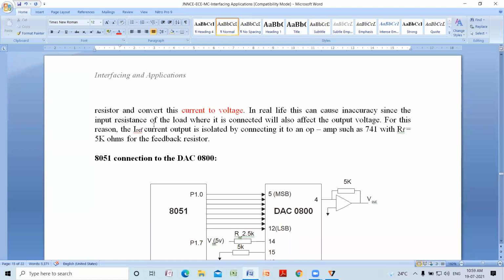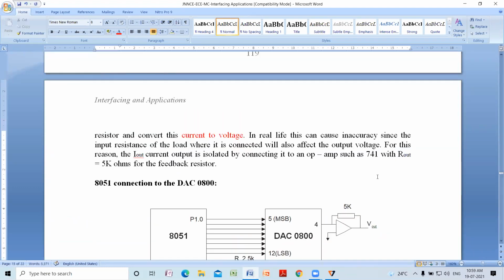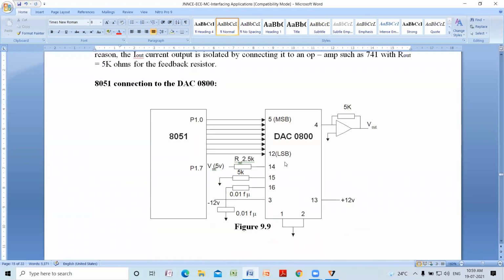So the I out current. It is not IREF, it is a print mistake. It should be I out. So the I out current output is isolated by connecting an op amp such as 741 with R out equal to 5 kilo ohms for the feedback resistor. This one.